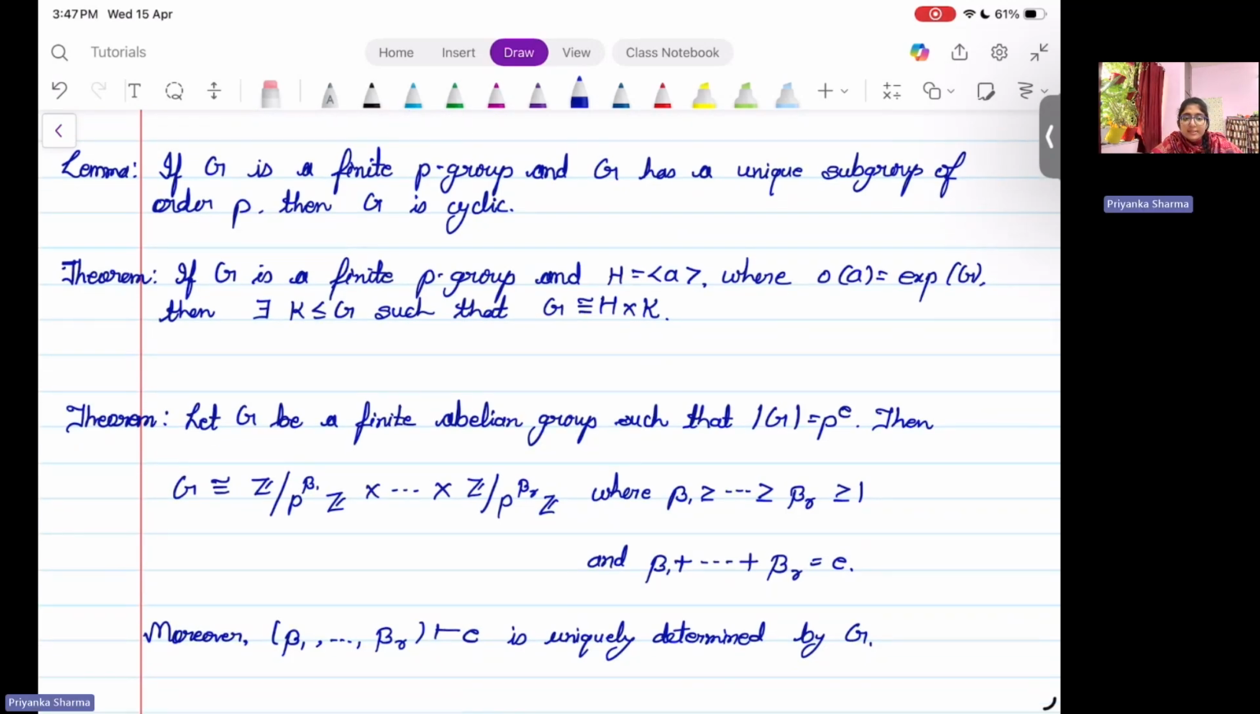The next result is, if G is a finite p-group and H is generated by A, where the order of A is the exponent of G, then there exists some subgroup K of G such that G is isomorphic to the subgroup generated by A, that is H, cross this group K.